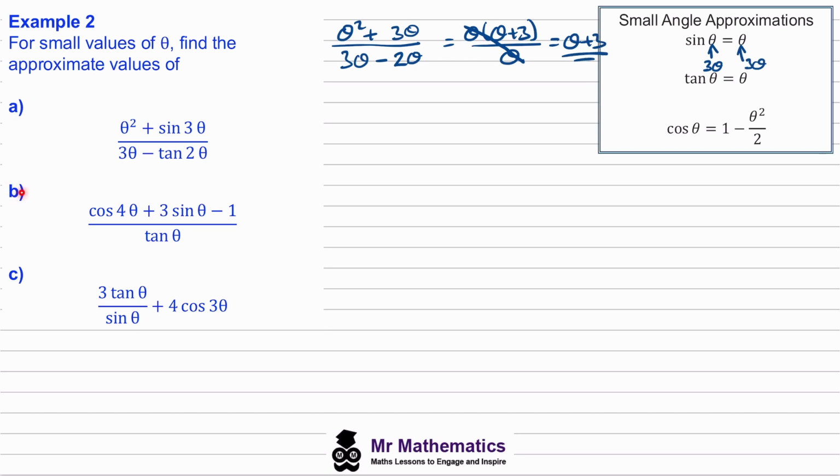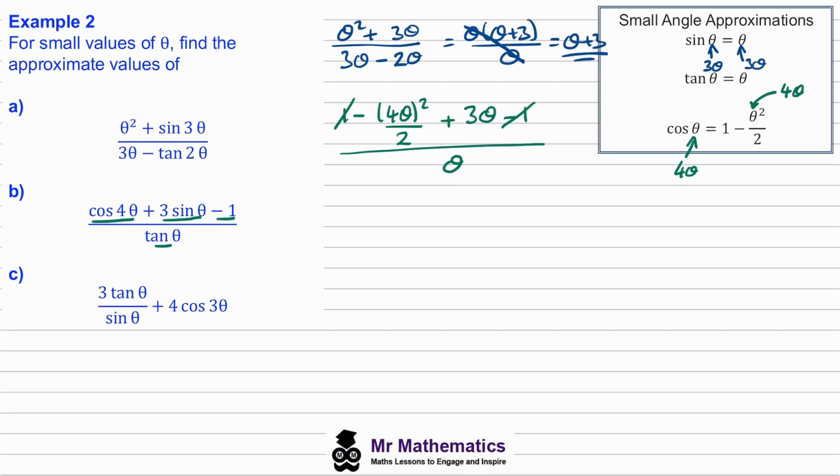Do you want to try and simplify the expression in part B? Okay, so cos⁴ theta, we're replacing this with 4 theta. So we'll do the same here. So we'll have 1 minus 4 theta squared divided by 2 plus 3 sine theta minus 1, all divided by tan theta. You can see the 1 and the negative 1 will cancel. When you square the 4, we get 16. Then we divide it by 2. So we get negative 8 theta squared plus the 3 theta divided by theta. We can cancel out the thetas. So we've got 3 minus 8 theta. How did you get on with that?